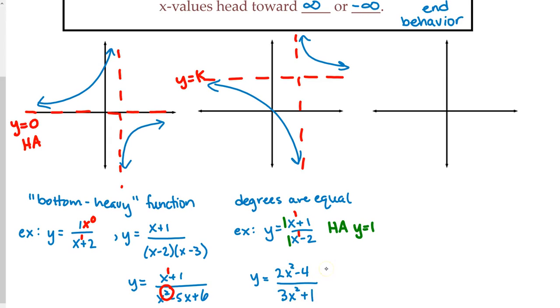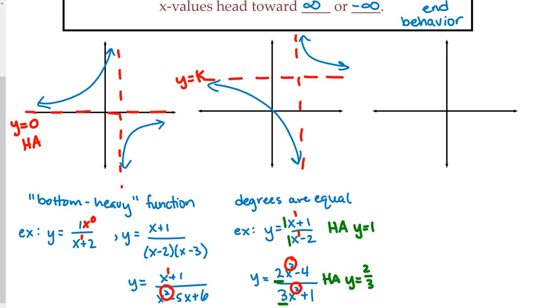Another example would be 2x squared minus 4 over 3x squared plus 1. So the degree of the top and the degree of the bottom are the same. They're both 2. It's not top heavy, it's not bottom heavy. The degrees are equal. And the horizontal asymptote is going to be the ratio of 2 over 3. So the horizontal asymptote is going to be the line y equals 2/3.